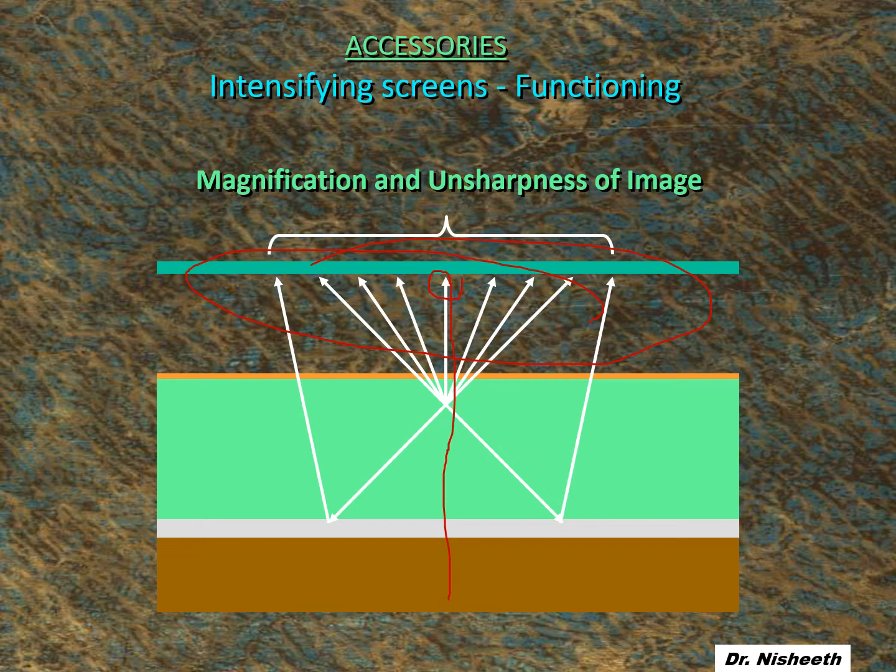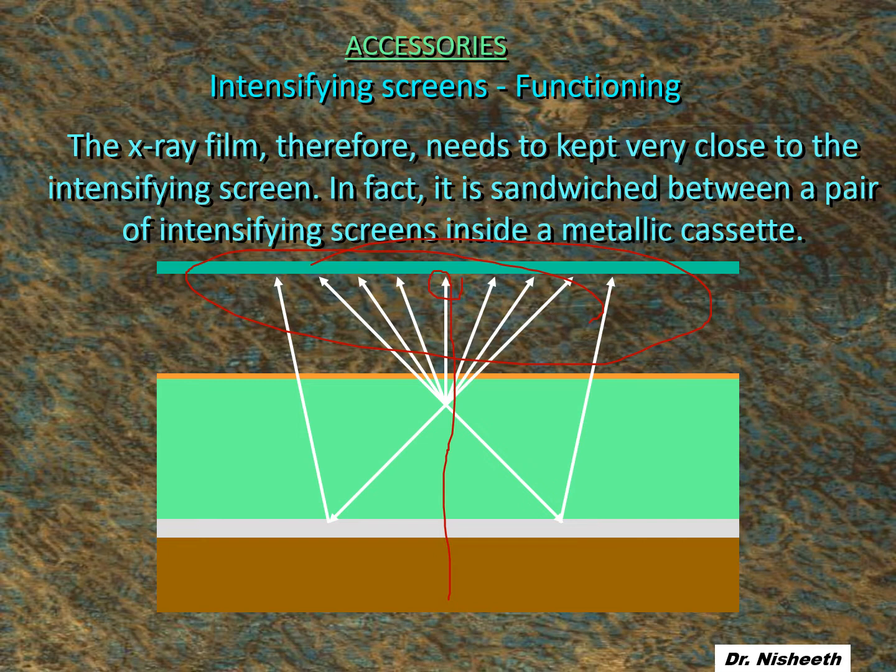That's why extraoral radiographs always have poorer resolution and lesser sharpness than intraoral radiographs, because in intraoral radiography there was no intensifying screen. That is a major difference between direct and indirect exposure films. Therefore, for caries detection, intraoral film should be used, not extraoral film, because with extraoral film the resolution and sharpness will be poor. Now you can see why. The X-ray film therefore needs to be kept very close to the intensifying screen. In fact, it is sandwiched between a pair of intensifying screens inside a metallic cassette.